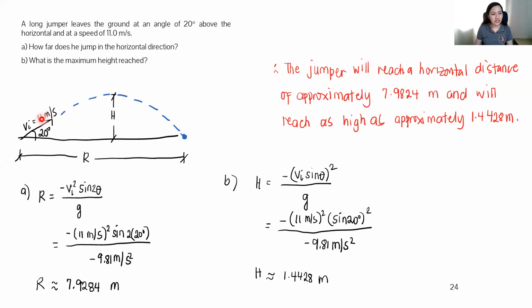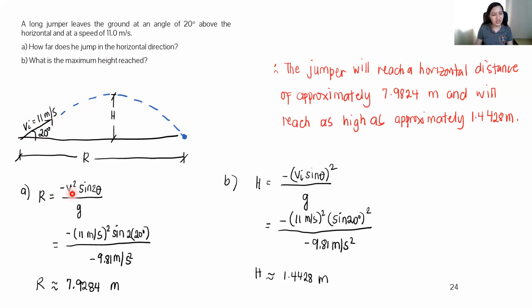So our initial velocity is 11 meters per second. So let's say that you don't really have to draw the long jumper. So it leaves the ground at an angle of 20 degrees. So of course, when he jumps or she jumps, ang iyang path would follow that of a projectile. So muna iyang trajectory. So ang pangutana, how far does he jump in the horizontal direction? So letter A, we're looking for the range. And letter B, what is the maximum height? So all we need to do is to use the formulas that we were able to derive a while ago.